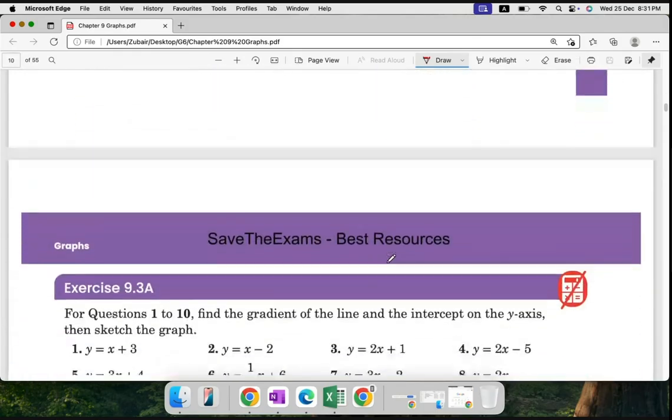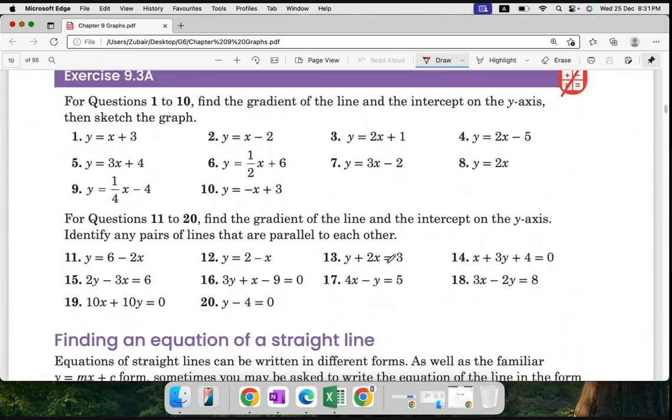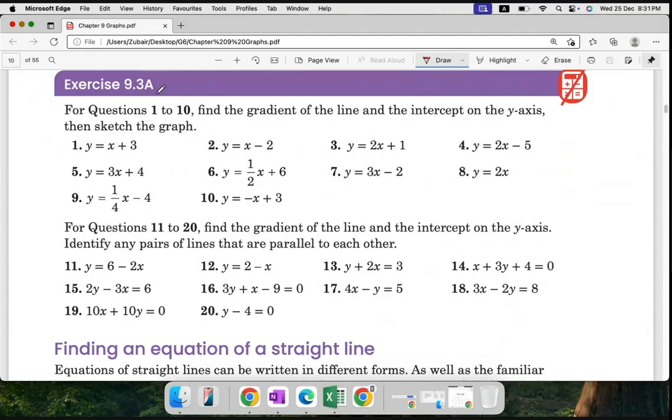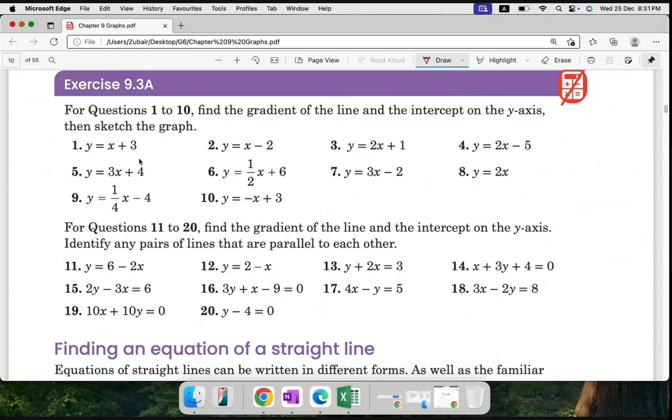So this is how we know whether equations are parallel or not. 9.3a. For equations 1 to 10, find the gradient of the line and the intercept on the y-axis and then sketch the graph. I'm looking at the first one. I can see that the gradient is 1 because the coefficient of x is 1 and the y-intercept is 3. So m is equal to 1 and c is equal to 3.